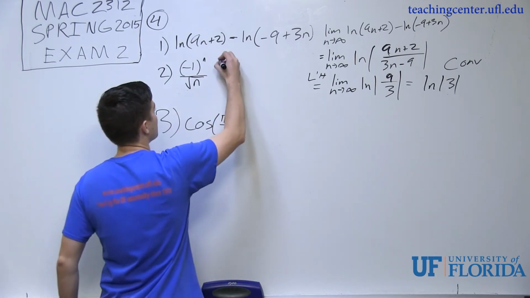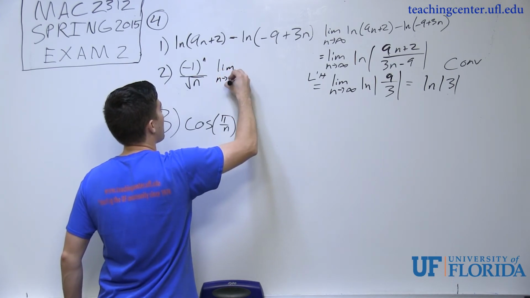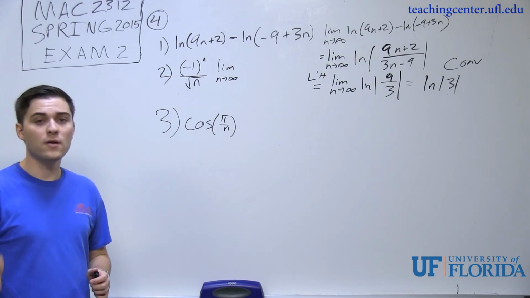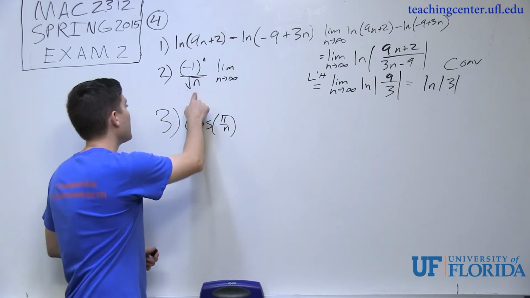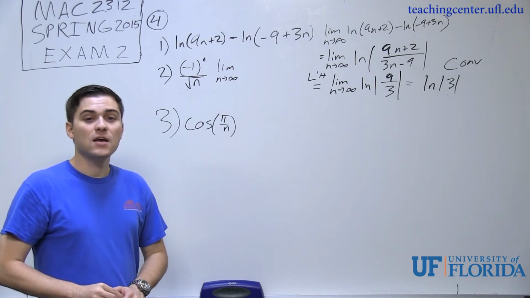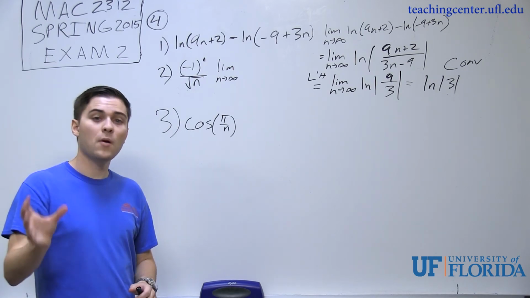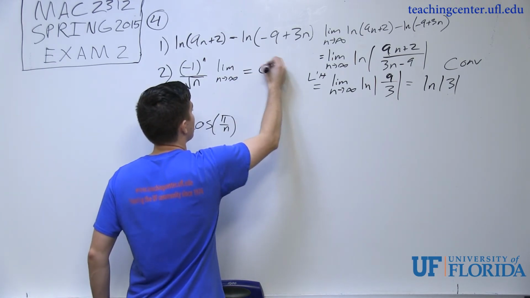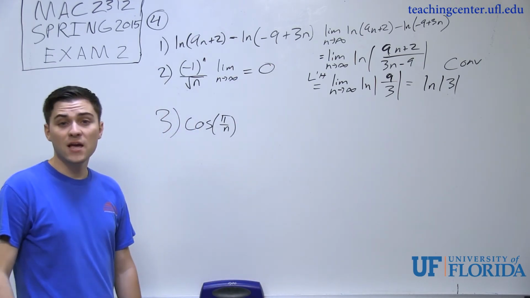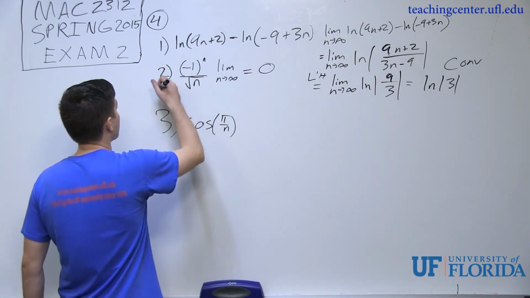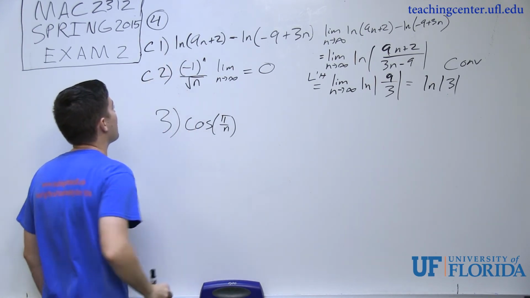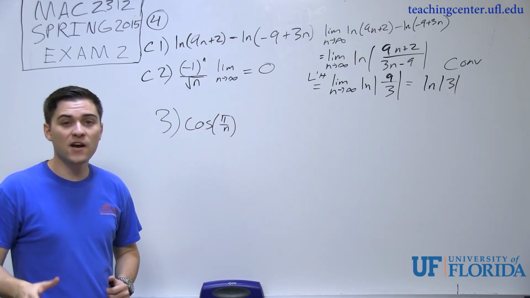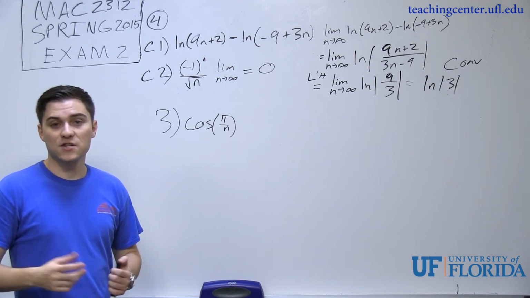So if I take the limit of this as n approaches infinity, I end up with negative 1 to the n. That's oscillatory, so it's going negative 1, 1, negative 1, 1, and so on and so forth. Square root of n is growing larger over time, though. So if the bottom is growing larger and the top is just oscillating, that's going to go to 0. So the limit as n approaches infinity is equal to 0, which means that this will be convergent as well. So this one was convergent, and this one was convergent. And again, the property for sequences is that if it converges to any finite number, including 0, it's convergent.